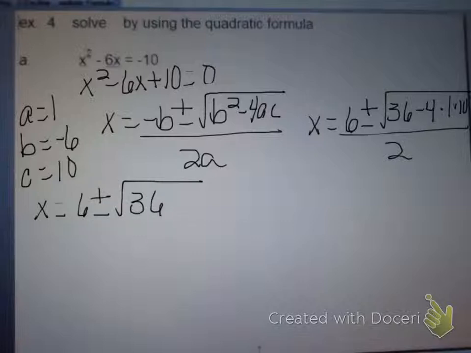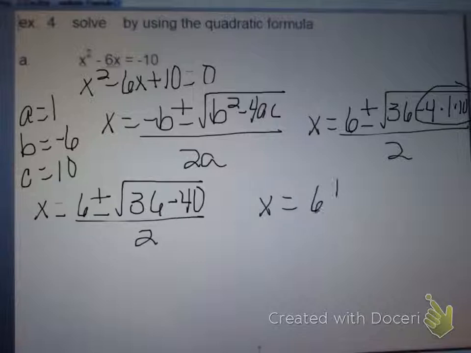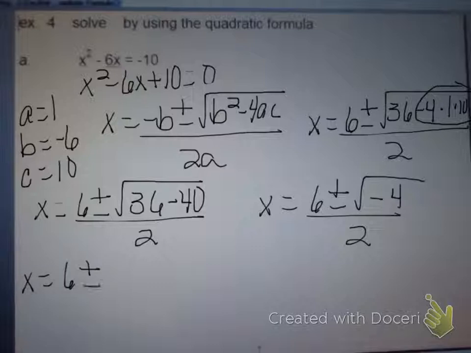Go over here and multiply. Negative 4 times 1 times 10 is a negative 40. So it's a minus 40 over 2. 6 plus or minus, 36 minus 40 is a negative 4 over 2. Now, when you have a negative inside the radical, that is an imaginary number. So that's 6 plus or minus the square root of negative 4 is 2i over 2.